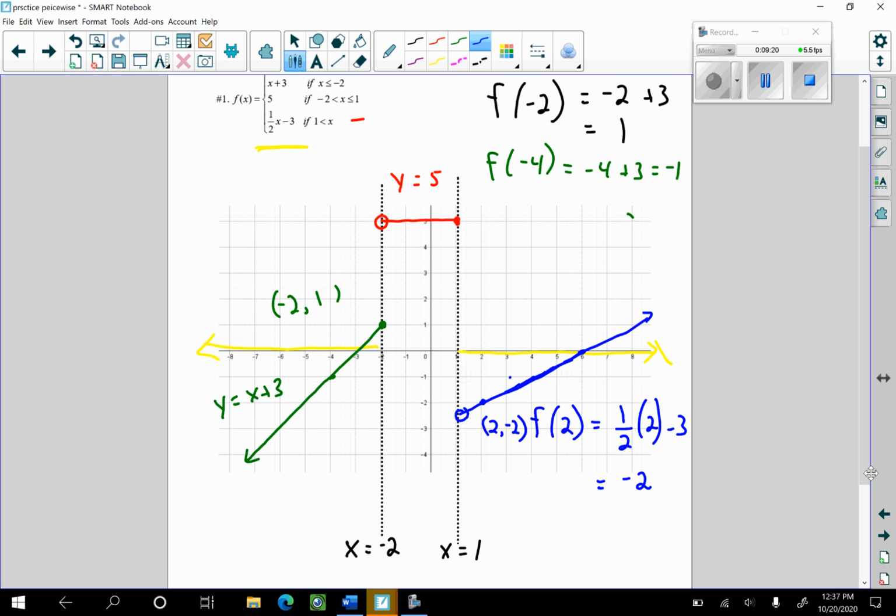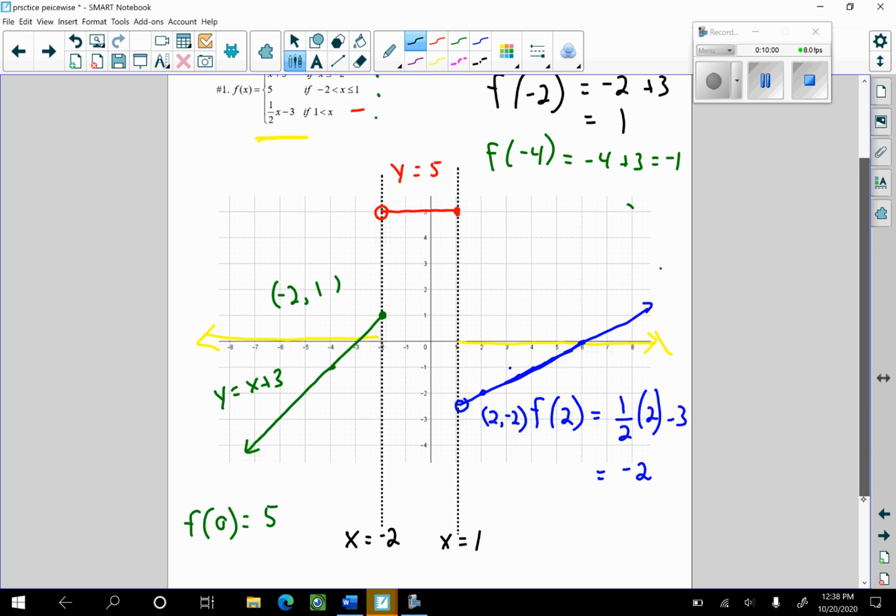I'm going to say, hey, Billy, can you tell me what f of 0 is? What I have to do is figure out where 0 is. Is 0 here, here, or here? 0 is here, right? So if I put 0 into that middle piece, what am I going to get? 5. Because between -2 and 1, the function is always 5. So that was an easy one.